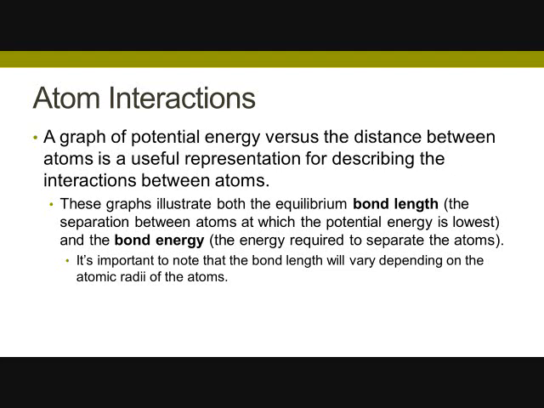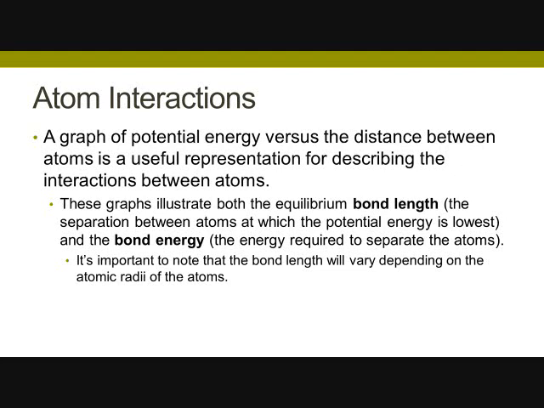Chemistry. So we have graphs that show the potential energy versus the distance between atoms. That helps us describe the interactions between these atoms. These graphs illustrate both the bond length, which is the separation between the atoms at which the potential energy is the lowest, and the bond energy, which is the amount of energy that's required to separate the atoms.